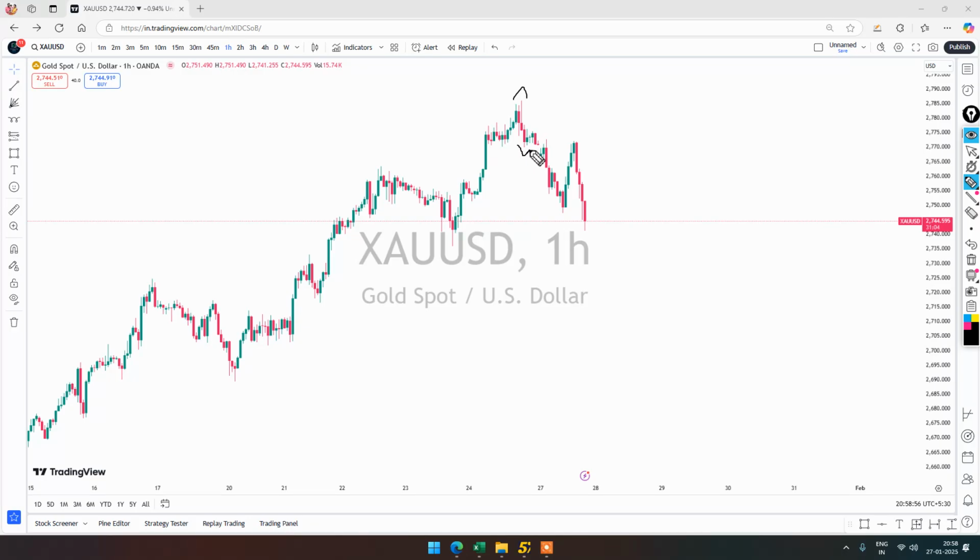4 5 6 method also, right? You can see 1 2 3 candle and 1 2 3 candle, 4 5 6 candle is created. Now 4 5 6 candle, it's created in a higher time frame, or you can call swing is created in the higher time frame, right?